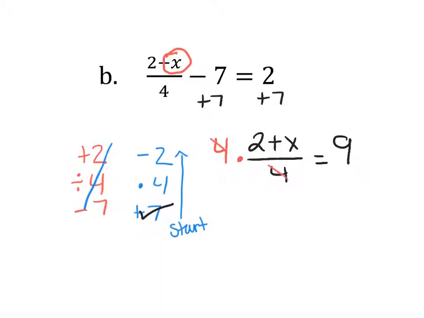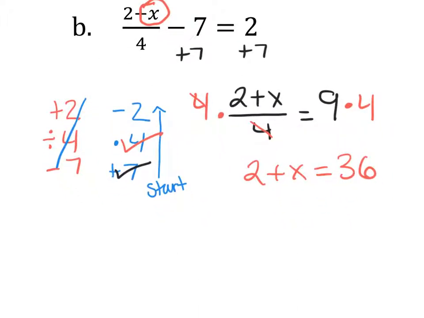So they'll cancel out on the left. And then on the right, 9 times 4, again, we can multiply those together. So we'll be left with 2 plus x equals 36. So we did our times 4. And then we'll do our minus 2. So we subtract 2 from both sides. 2 minus 2 will give us 0. We'll be left with x equals 34.